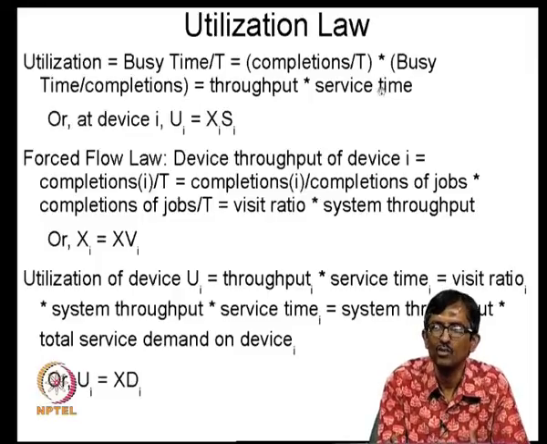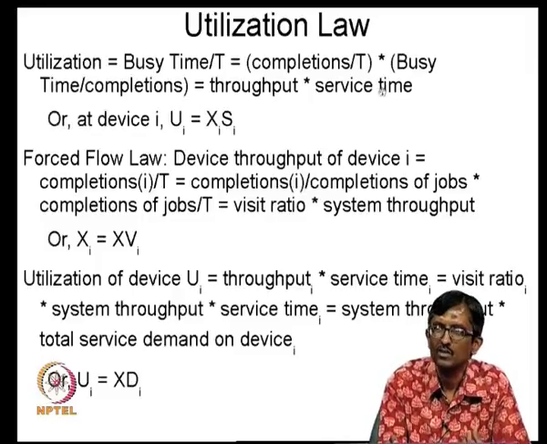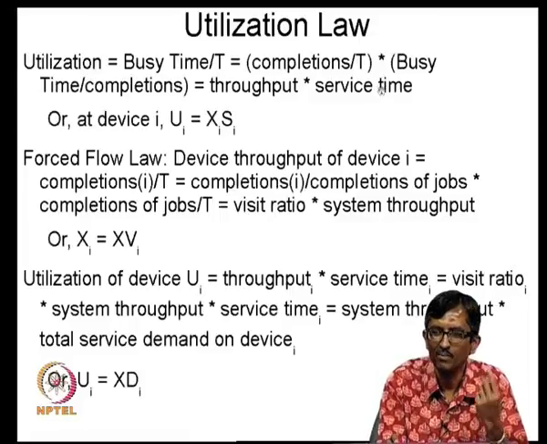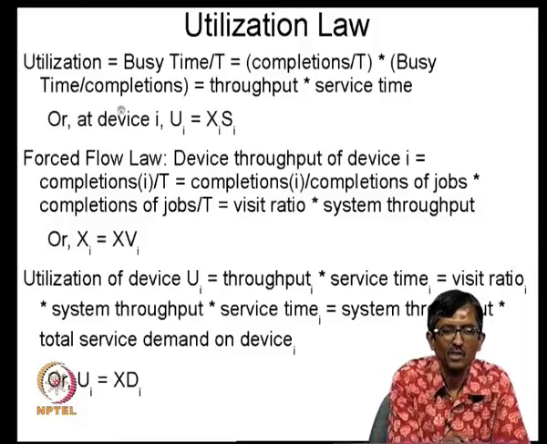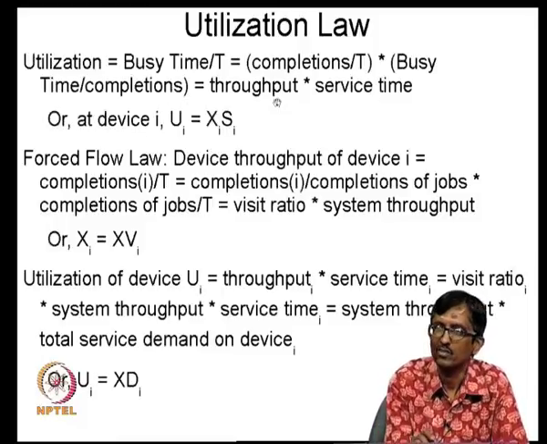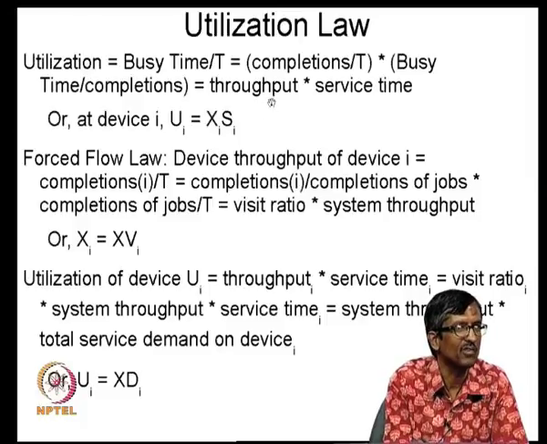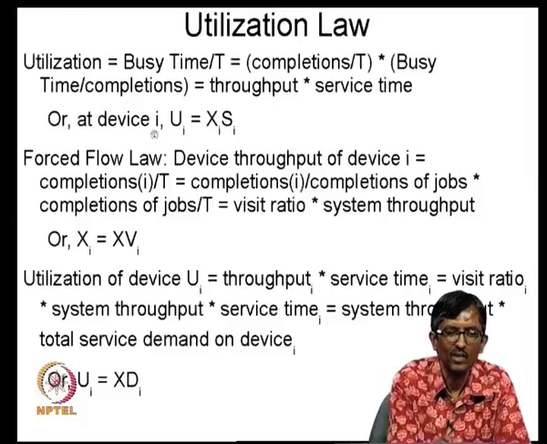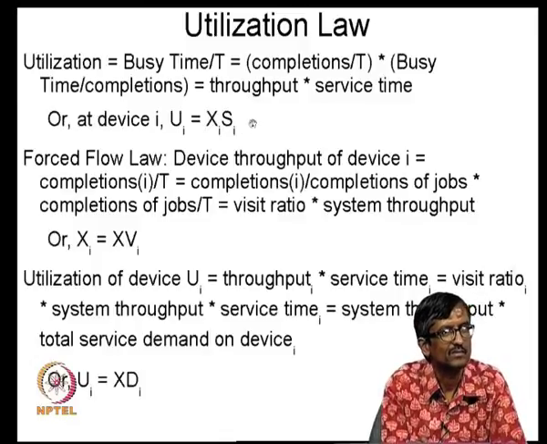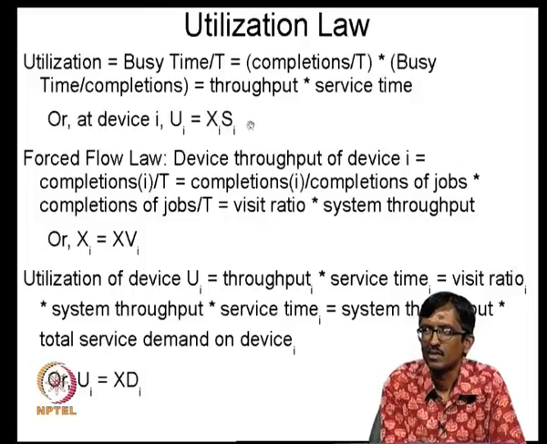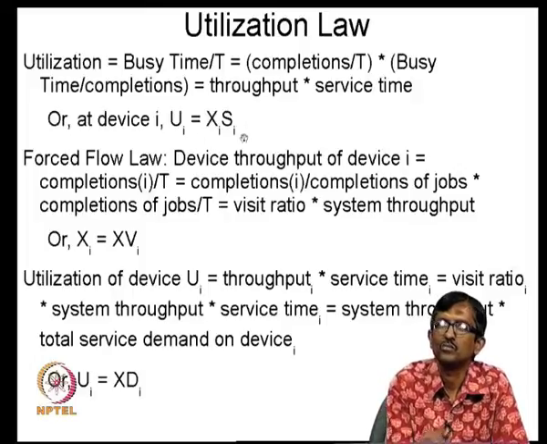Okay. There I am busy so much, and I did this number of completions. That means this is how long I am busy for every single thing. That is the amount of service time. And this is true for any device in the system. It could be a disk, whatever. So, at device i, utilization is throughput i into service time. This is a thing you can derive.